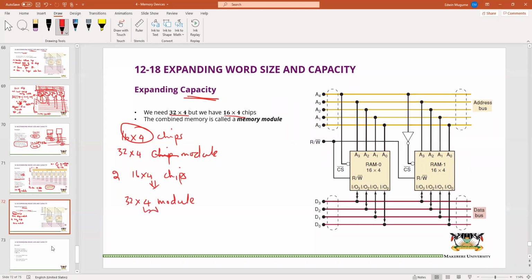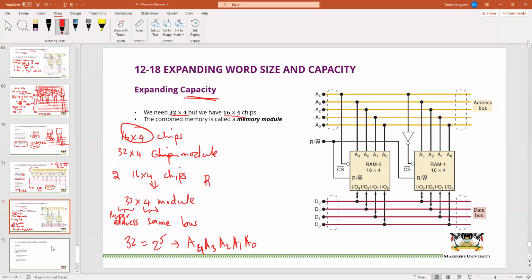Now here, the word size is the same, so same bus. But now the number of words has increased. So we need a new, larger address. And so if we had 4 before, for 2 to the power 4, for 16, now we will need 5. Because 32 is equal to 2 to the power 5, so we need 5 address bits, A4, A3, A2, A1, A0. And for the gentleman who asked whether we sometimes deactivate one chip and activate the other, this is precisely the scenario where we have to deactivate one and activate the other.